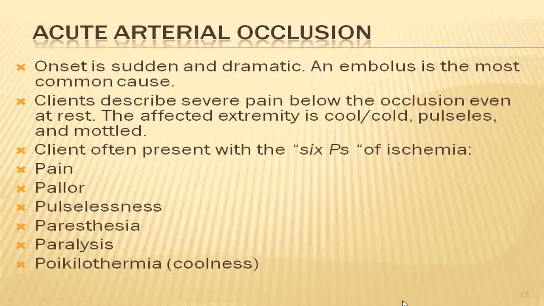So with acute arterial occlusion, this is an onset that's sudden and dramatic, and this is the one that's typically due to an embolus. An embolus is anything foreign in the blood, so a person can have an air embolus. They can also have a plaque embolus, and we've talked about that with atherosclerosis. With acute arterial occlusion, this could be because of a plaque becoming dislodged from one of those arteries, and now it's occluding the artery.